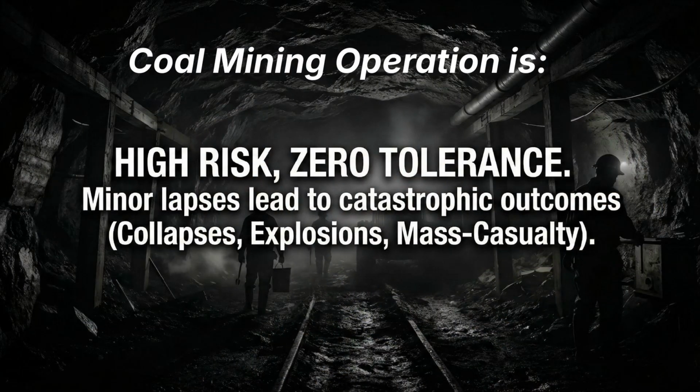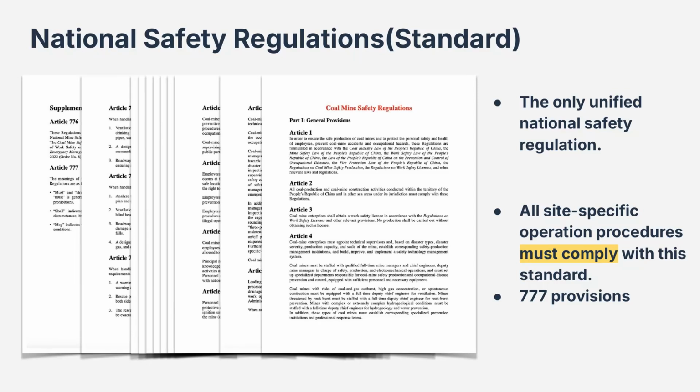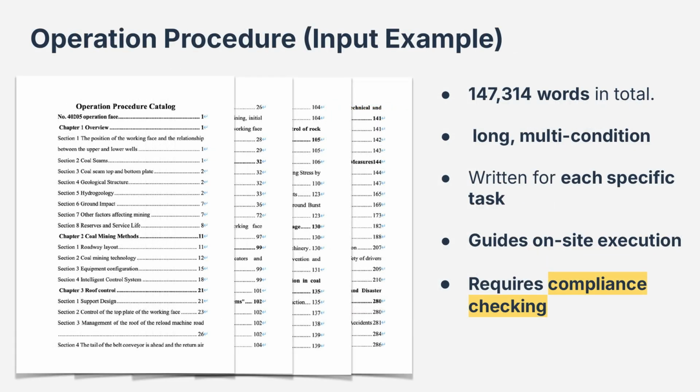The first thing is to understand the context of coal mining operations, which is high risk, with zero tolerance. Based on this high-risk nature, China has unified national safety regulations, and all operation procedures must comply with this, with 700 provisions in total. And this is a site-specific operation procedure.